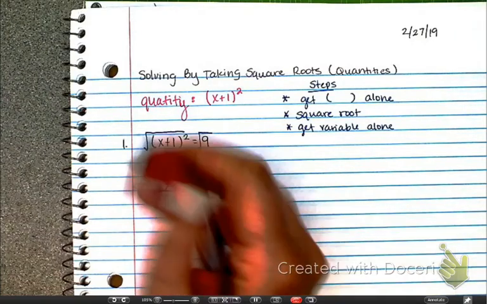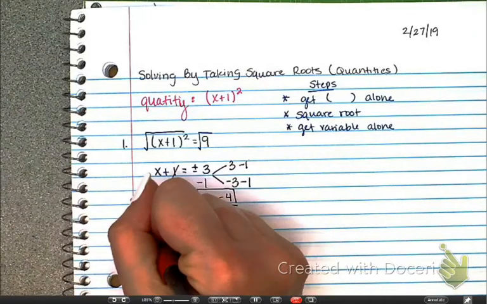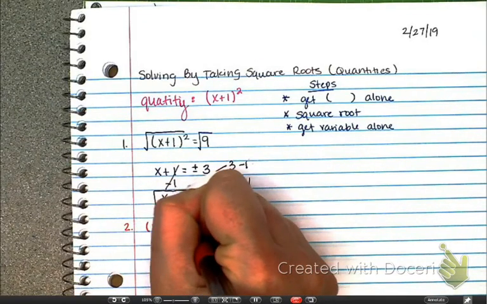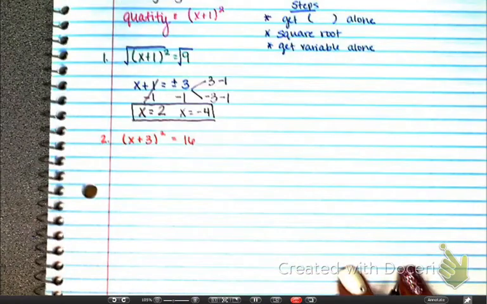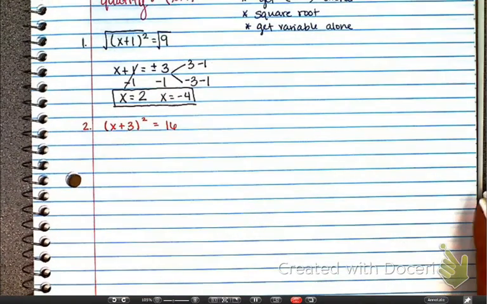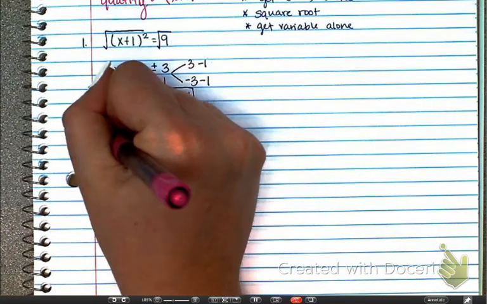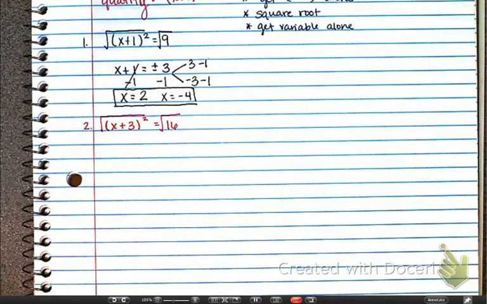Okay, let's try another one. We're going to do a few. Let's do x plus 3 squared equals 16. Are my parentheses alone? Yes. So the second step is to take the square root of both sides. What is the square root of x plus 3 squared? X plus 3.